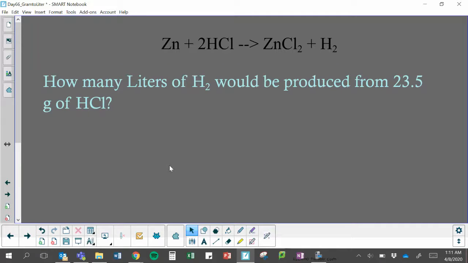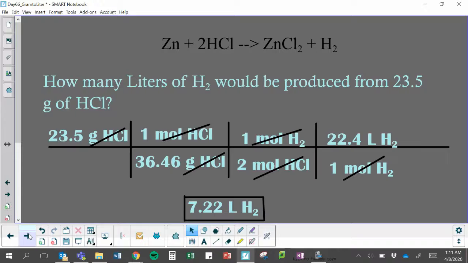Okay, so try this next one. How many liters of H2 would be produced from 23.5 grams of HCl? So pause the video, and then when you're done, you can resume and check your answer. So this is how you would solve that one. Your final answer should be 7.22 liters of H2, and this is how you set it up. So this is how you solve problems when you have liters involved.